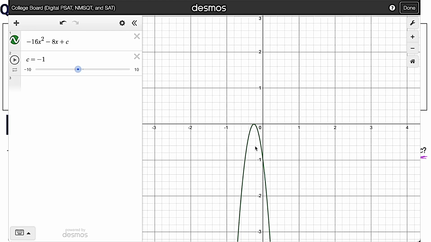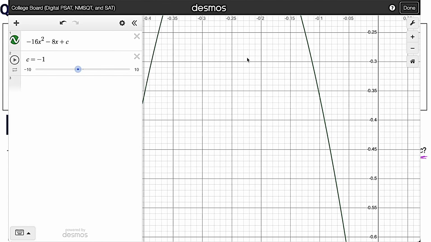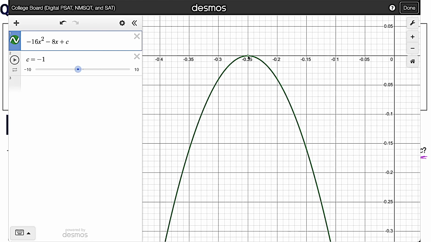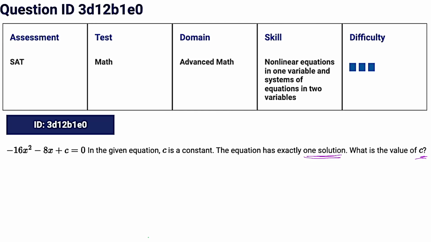Okay, looks like right there it's happening. And if we zoom in, sure enough, boom, negative 0.250. So it's just touching the x-axis there, and that was a value of -1. So our answer, just like that, is going to be -1.